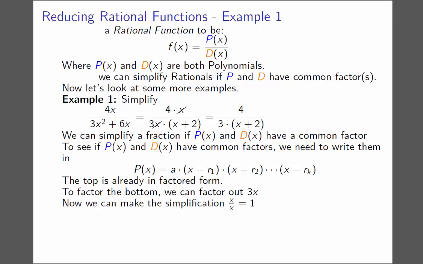Now, we can make the simplification that x divided by x is just 1, because we have x as a factor in the top and x as a factor in the bottom, leaving us with 4x over 3x squared plus 6x equals 4 over 3 times x plus 2.